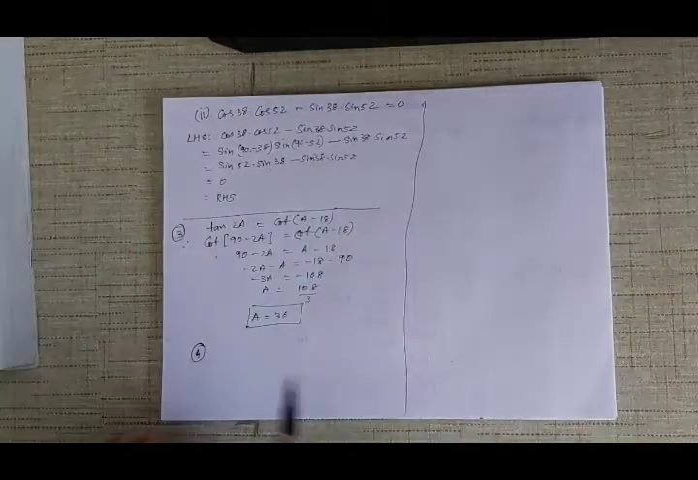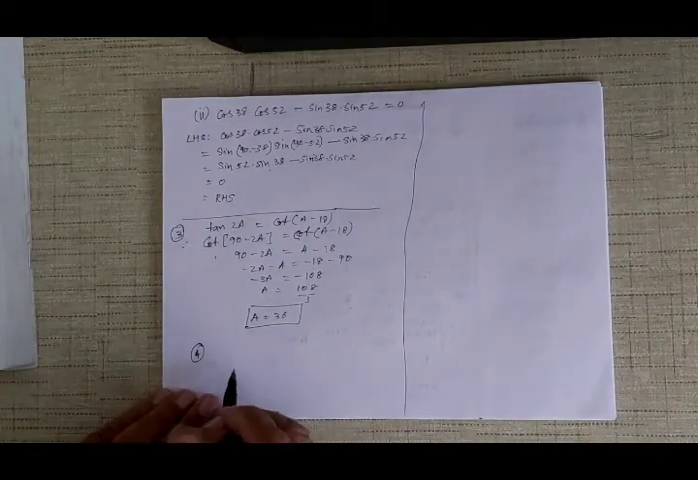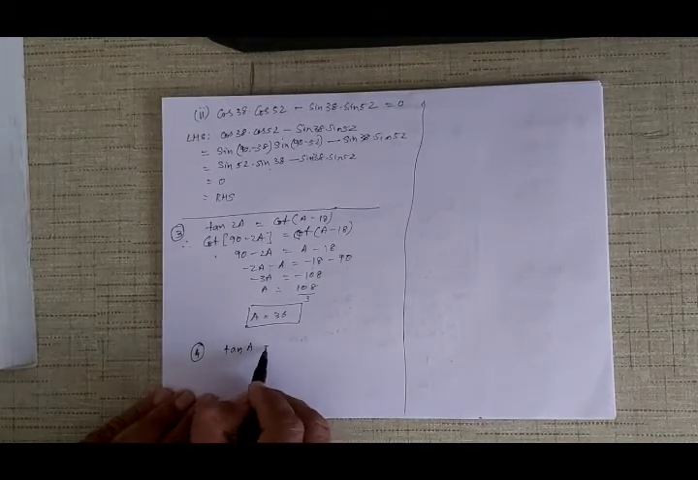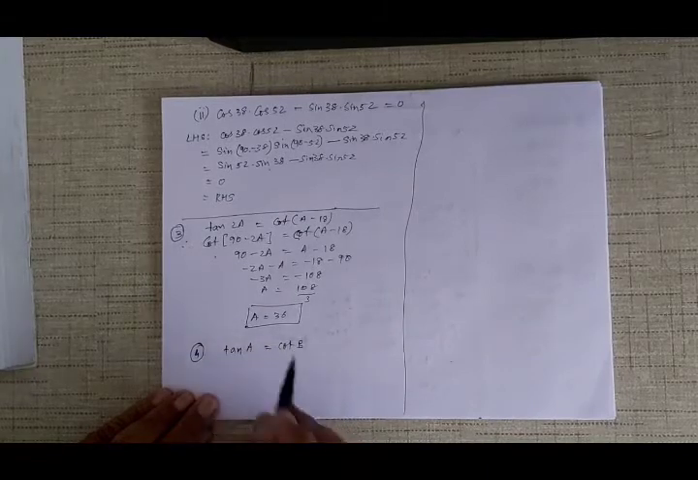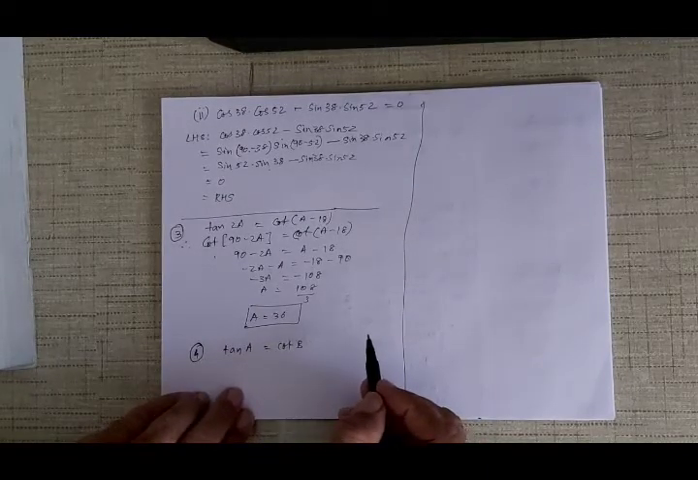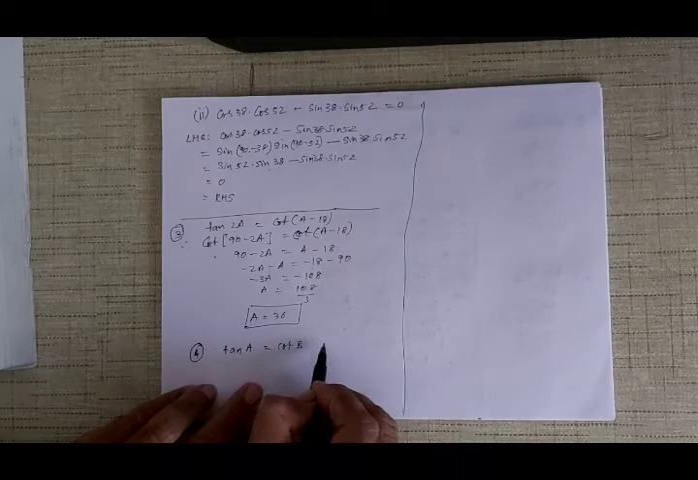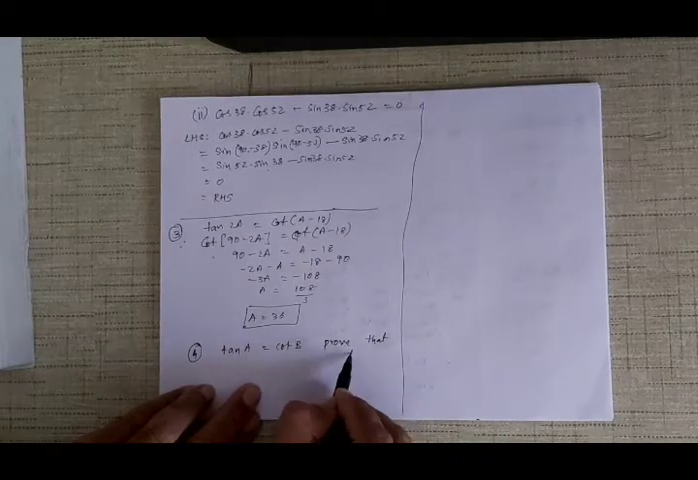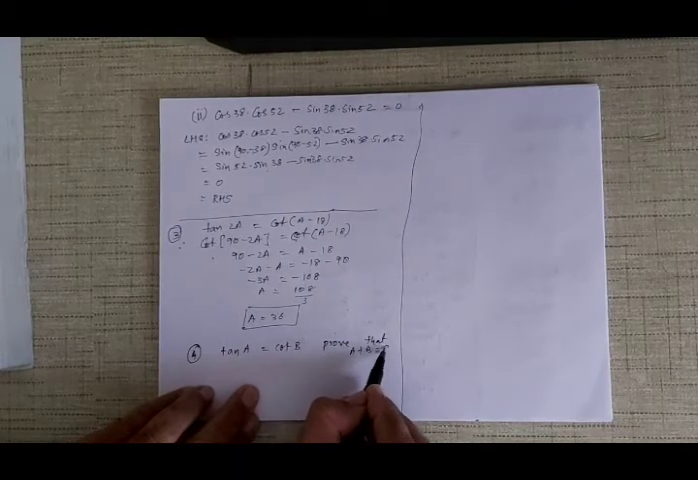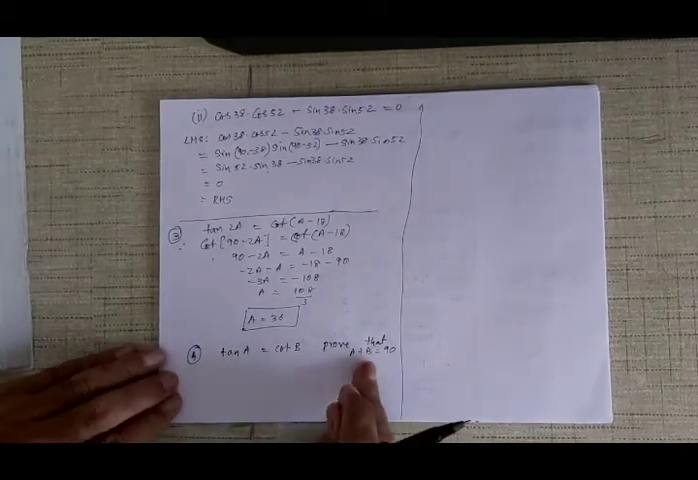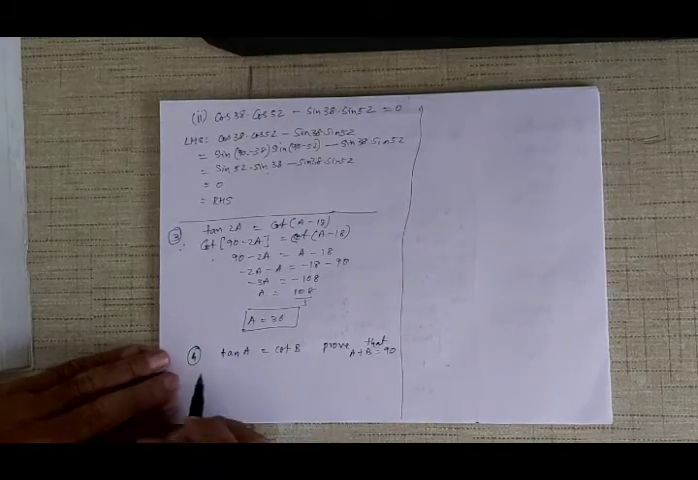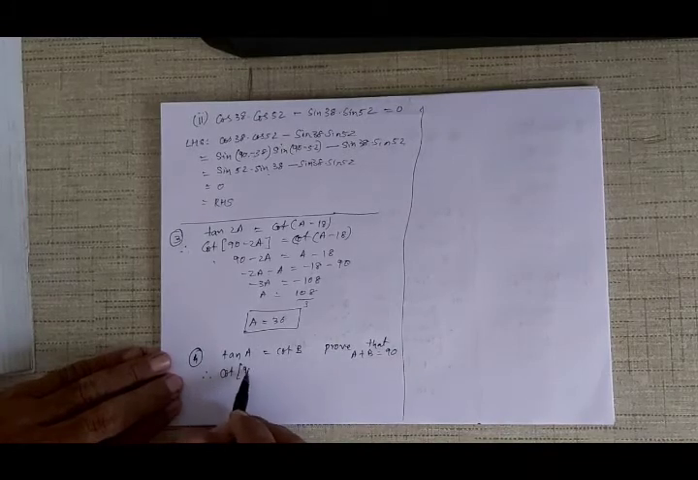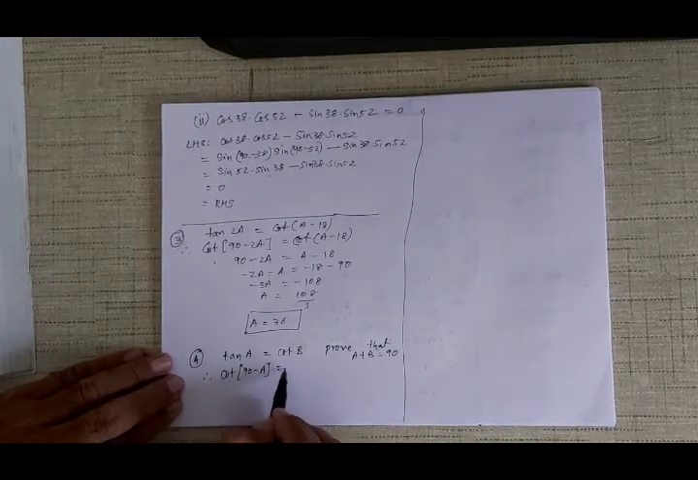Again, fourth one. Tan A is equal to cot B. Then prove that A plus B is equal to 90. This is what we have to prove. But tan A is equal to cot B. Therefore, I can say cot 90 minus A is equal to cot B.